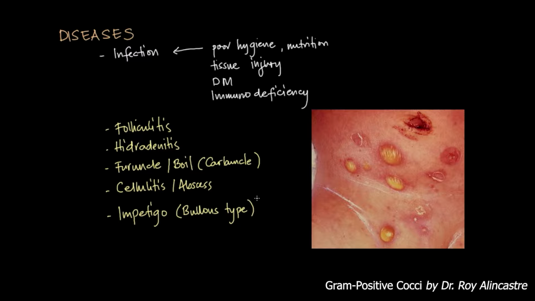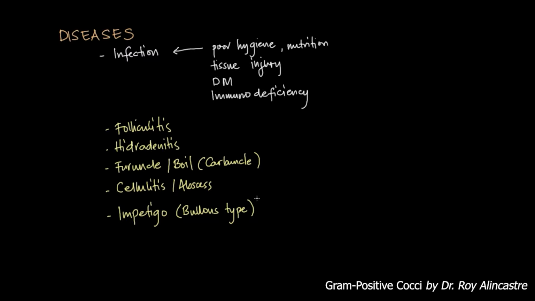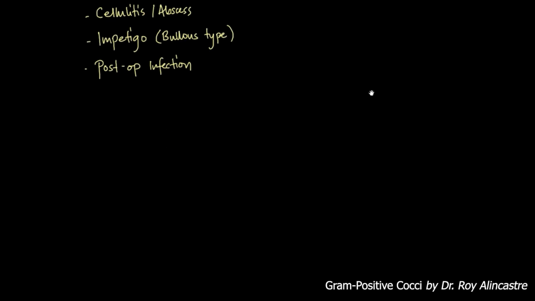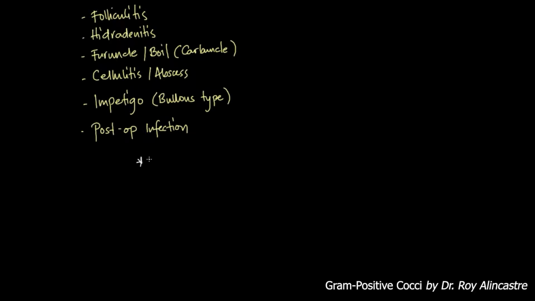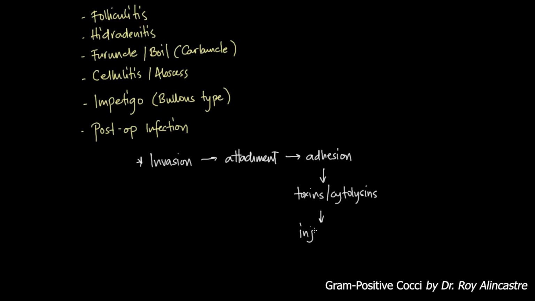Staph infection can also result from direct contamination of a wound, like post-operative or post-surgical infection, or infection after trauma. So usually, upon invasion of the bacteria, attachment is mediated by surface proteins. Adhesion and further invasion then allow the staph to persist and produce alpha toxin and other cytolysins, which injure the cells. The lesions become destructive and they spread below the surface.